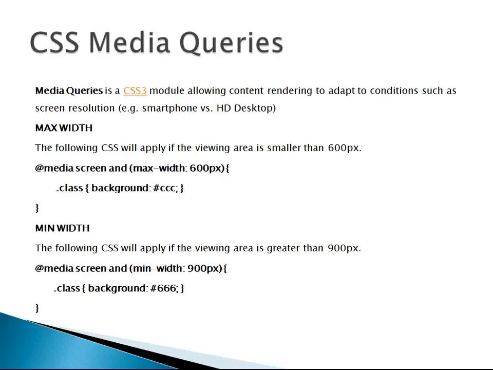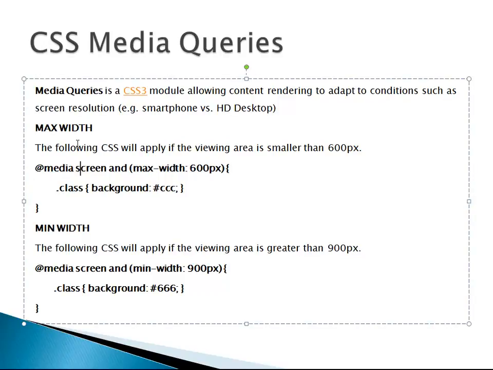Alright, so CSS media queries. Media queries are actually a CSS3 module, and it allows your content to render to adapt to conditions like screen resolution and screen size. You can see an example here. We have the max-width property, and we're setting it to 600 pixels. So here we have a .class that has a background of light gray. This would only be applied when the screen is 600 pixels or less, because this is our max-width.